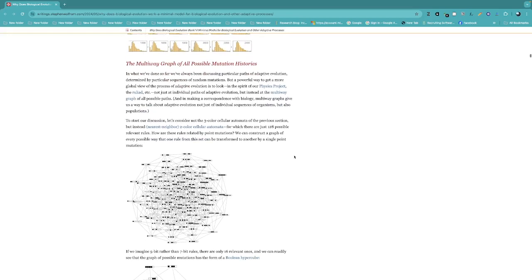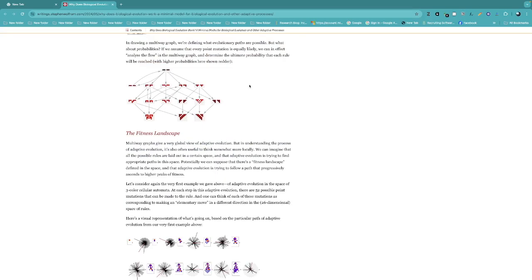And then he talks about multi-way graphs, which are these graphs here that show all possible mutation histories and how they're connected to one another. So a couple other really interesting things from this article. It's very long, so I'm not going to get into all the details. But he talks about multi-way graphs and how that shows the connections between different types of rules and things like that. Then he makes the link, of course, to fitness landscapes. So a lot of this work is very reminiscent of what we know from artificial life research. And so it makes sense to look at the fitness landscape to bring that into play.